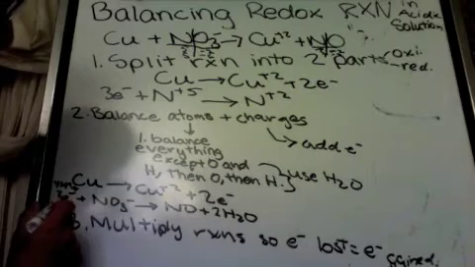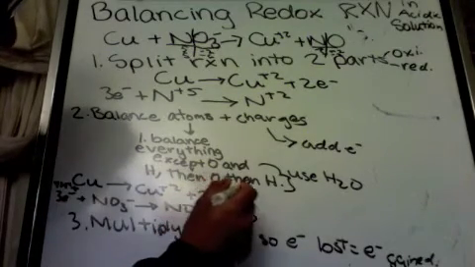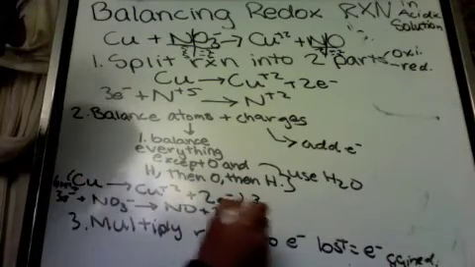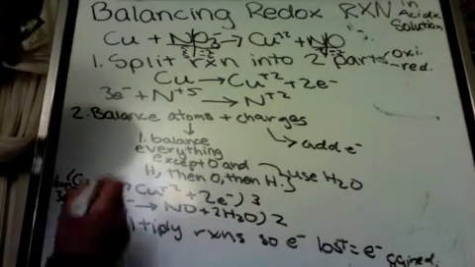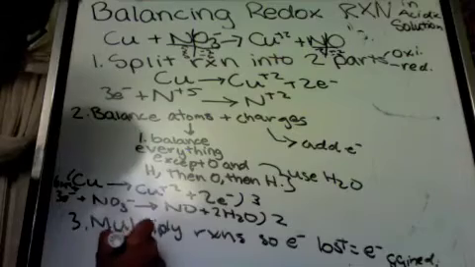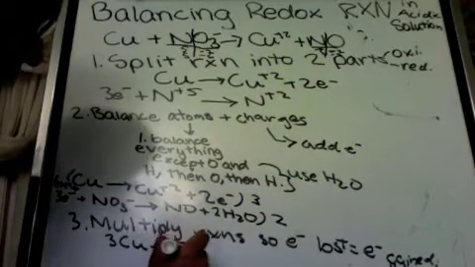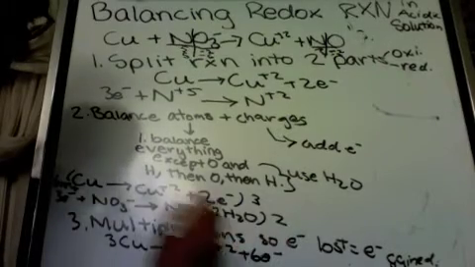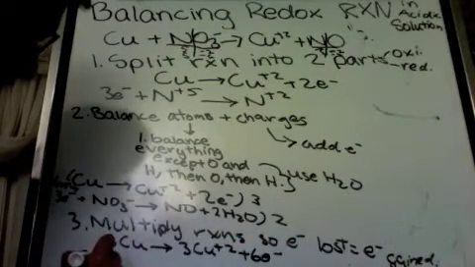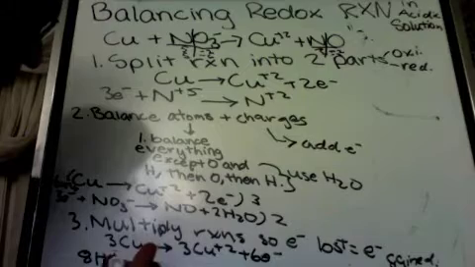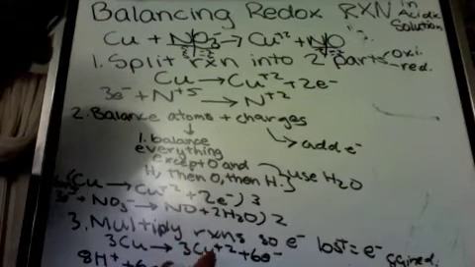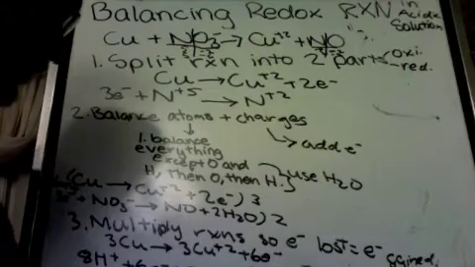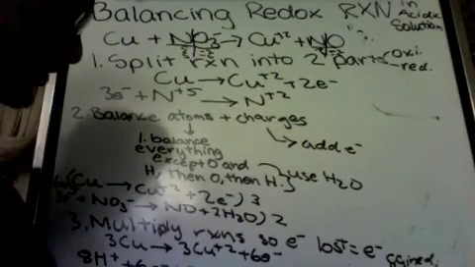Since you have 3 electrons here, 2 electrons here, you have to multiply this reaction by 3 and this reaction by 2. So what you get is 3 Cu goes to 3 Cu plus 2 plus 6 electrons, and then 8 H plus ions plus 6 electrons plus 2 NO3 minus, which goes to 2 NO plus 4 H2O.